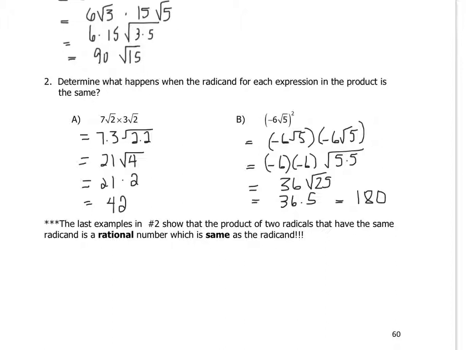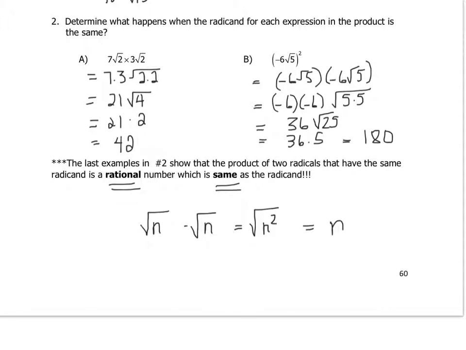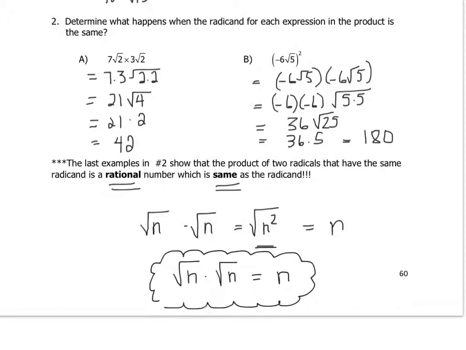So basically the last examples show us that the product of two radicals that have the same radicand will be a rational number, which is the same as the radicand. So if you want to put that in kind of symbols, if you take the square root of a number times itself, you will always get the square root of n squared, which will always simplify to just n. Or more simply, if you just want to write it as the square root of n times the square root of n, and kind of eliminate this step here and just say that will always just be what's under the radical sign. Now they would have to both be square roots for this to happen.